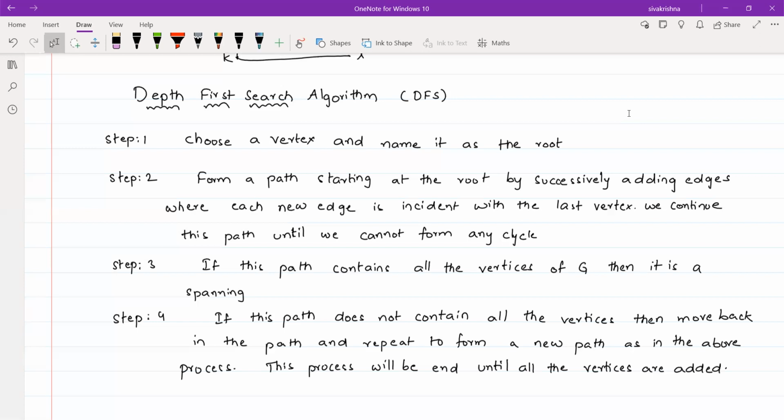Whereas in the DFS algorithm, here we have to form a path, and we form the path until all the vertices of the given graph are added. If that is done, then it is a spanning tree. One point we have to keep in mind is that the path doesn't contain any cycle. Right. So based on this algorithm, now I am going to do one problem.